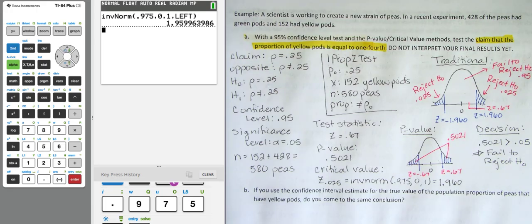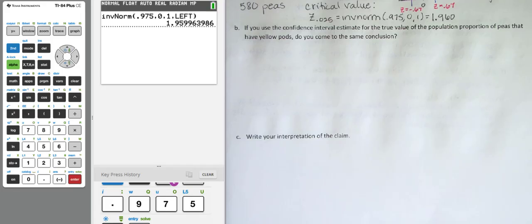Since we don't want to interpret the results yet, we want to look at how this will compare to using a confidence interval estimate for the same information. So if you use the confidence interval estimate for the true value of the population proportion of peas that have yellow pods, do you come to the same conclusion?